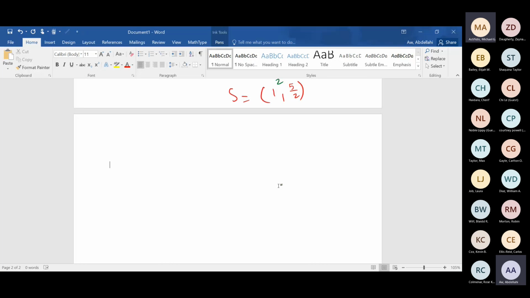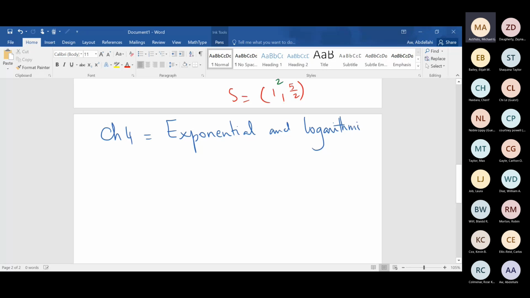All right. Okay. So we're going to open up chapter 4, which is exponential and logarithmic functions. We have already done 4.1, which was inverse functions. Now we're going to go directly to 4.2, which is exponential functions.